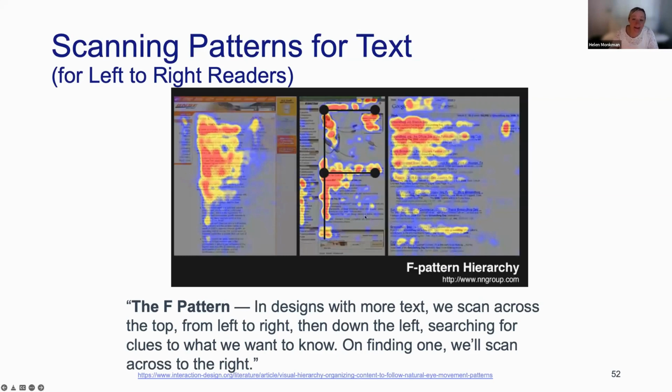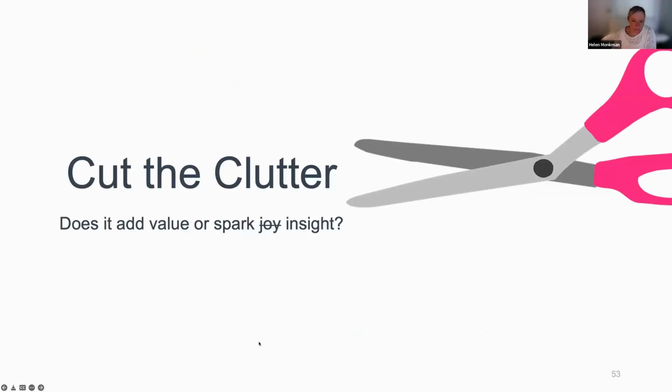When we look at pages that are more densely populated with text, what we see, so these are heat maps of how they've done studies with eye trackers. The warmer it is means the more time people's eyes spent on it. And typically you end up getting this classic kind of F pattern. So we scan that way.